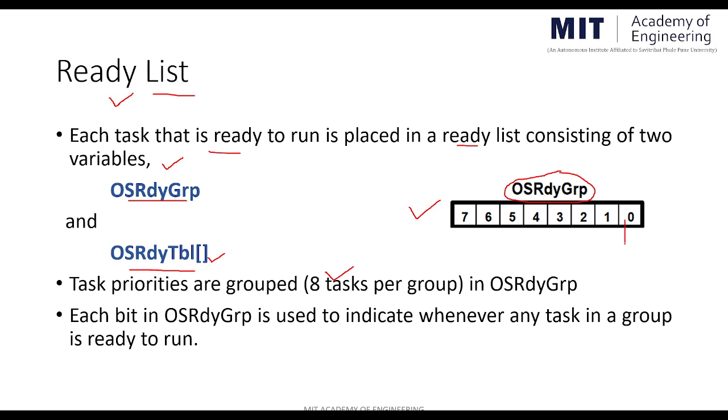Out of that, the 0th bit indicates the 0th group, the first bit indicates the first group, the second bit indicates the second group. Each bit is pointing to a group of 8 priorities. So that's why the name of this bitmap, or this 8-bit variable, is kept as OSRdyGrp, and it is pointing to the OSRdyTbl. Each bit in OSRdyGrp is used to indicate whenever any task in a group is ready to run.